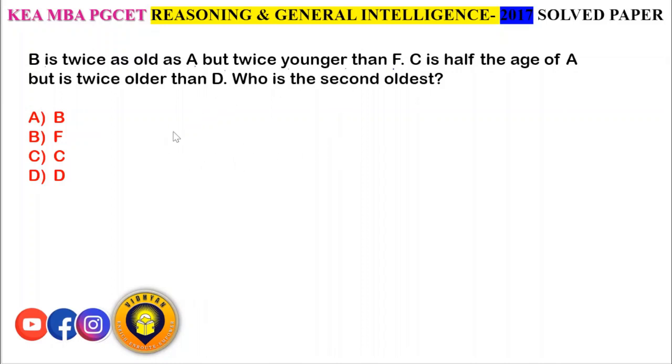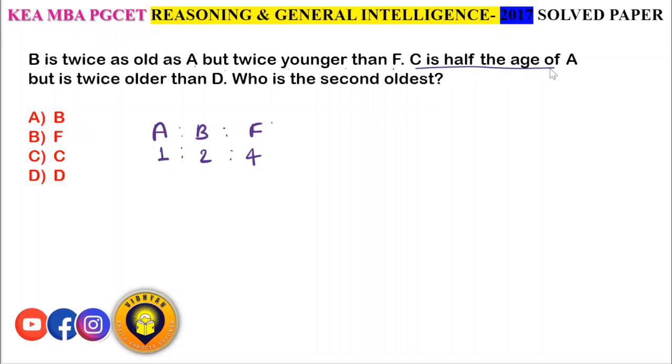Now let's suppose, see, B is twice as old as A means what? If A is 1 unit, B will be 2 unit. Okay, A to B ratio will be 1 is to 2. B is twice as old as A but twice younger than F. Twice younger than F means what? F is twice as old as B. So B to F ratio will be what? If B is 2 unit, F will be 4 unit. B is twice younger than F. Okay, 2 times younger. So 4 divided by 2 is 2, right? So F will be 4 unit.